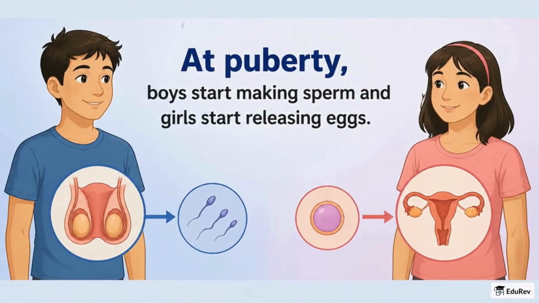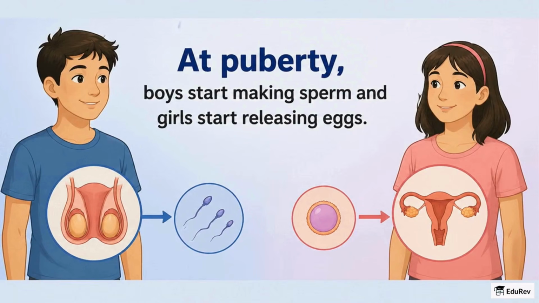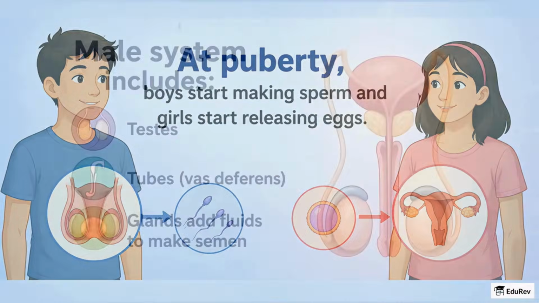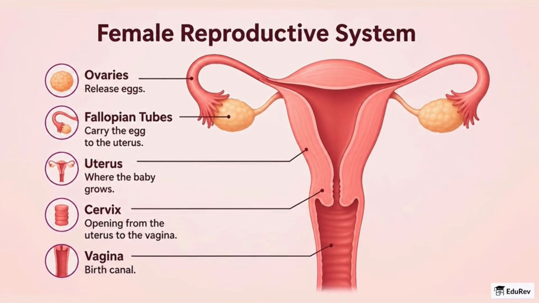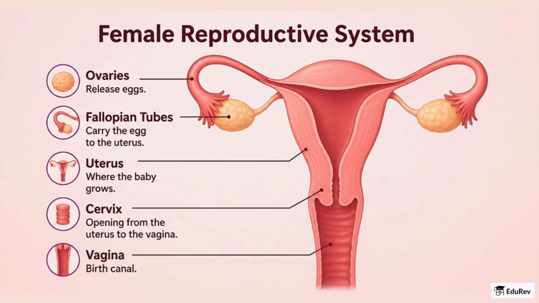In humans, boys and girls reach reproductive maturity at puberty, when testes start making sperm and ovaries release eggs. The male system includes testes, tubes called vas deferens, and glands that add fluids to make semen. The female system has ovaries, oviducts or fallopian tubes, a uterus where the baby grows, and the cervix leading to the vagina.